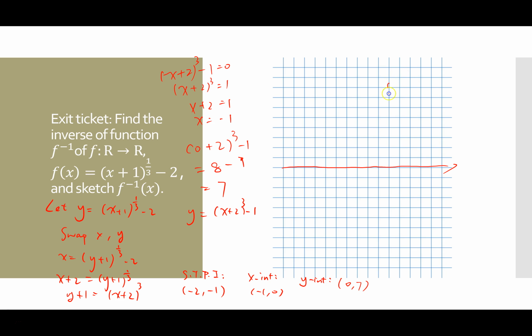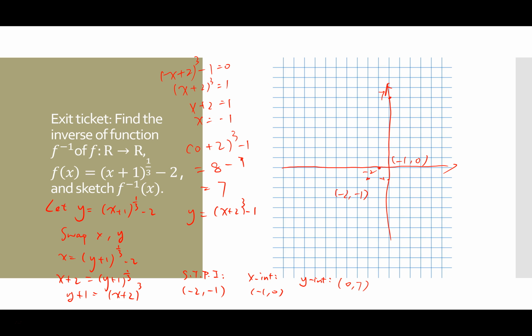So it will be here. The stationary point will be (-2, -1), so it will be in the third quadrant. Here. Okay, this point will be (-2, -1), and the x-intercept will be at (-1, 0) here. And the y-intercept will be (0, 7): 1, 2, 3, 4, 5, 6, 7. So it'll be up here. Alright, and then you'll be able to sketch the graph.